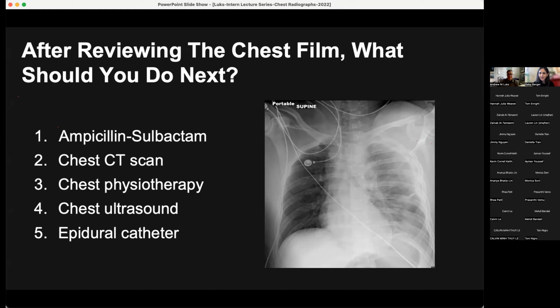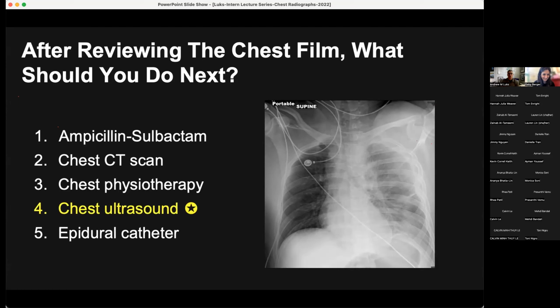All right, I see answers coming in. Give this a few more seconds. Okay, and there we go. There may have been a late rush of answers on choice 4, chest ultrasound. I have a very twitchy mouse on my computer sometimes.